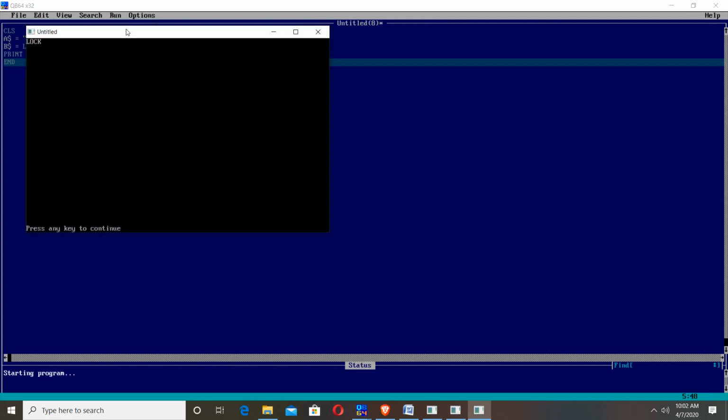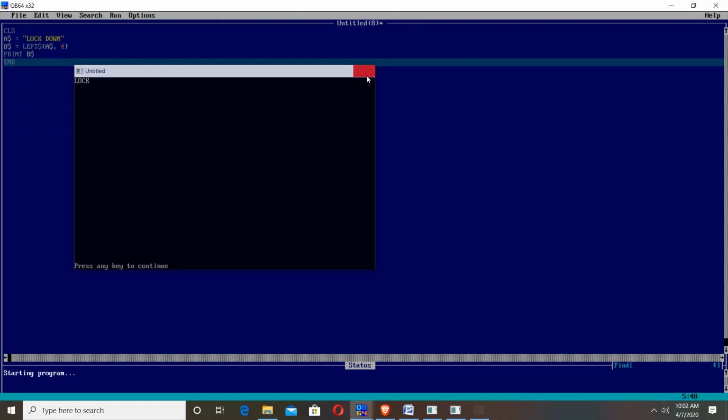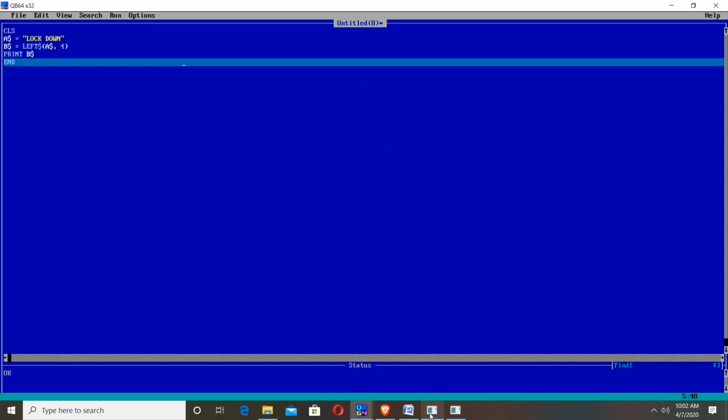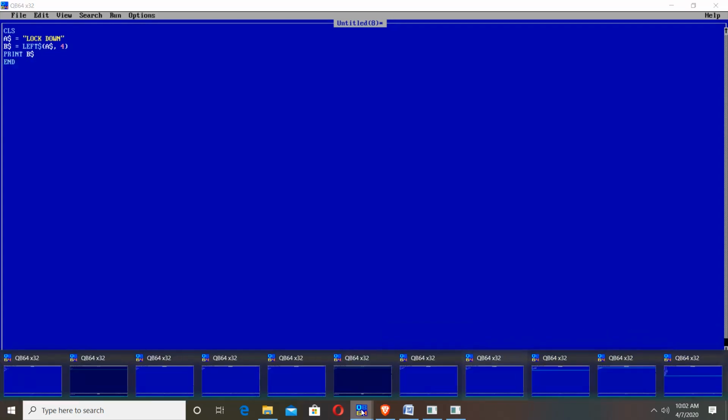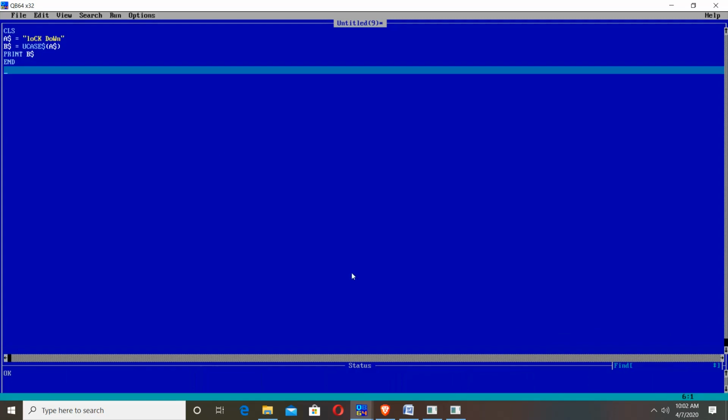Yeah, the output is LOCK. So it's working. So Left$ is used to take characters from the left-hand side of the given string. Similarly, now let's go for another library function, that is UCase$.